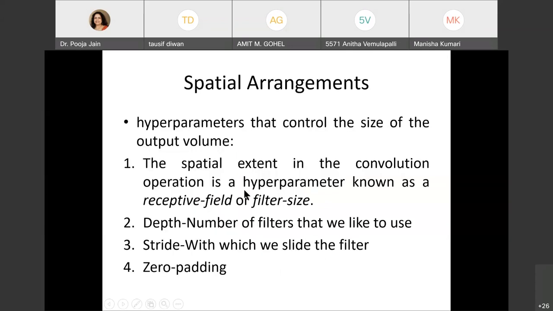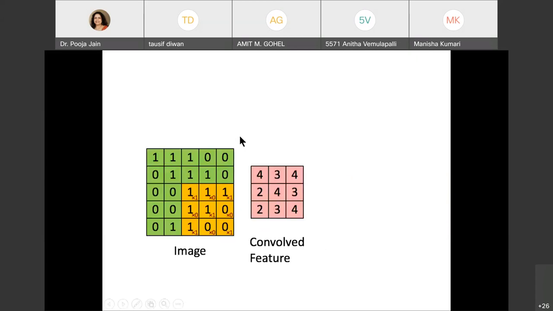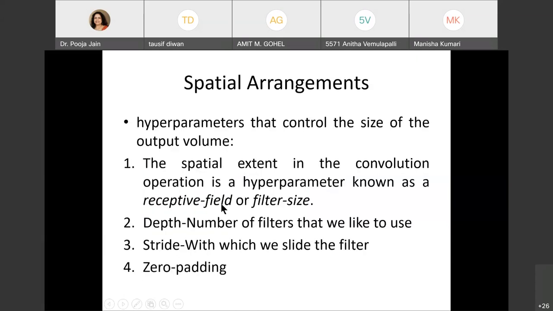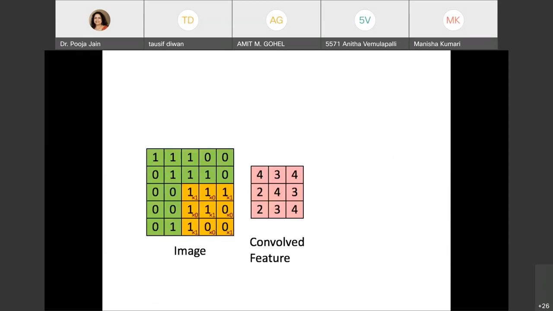Spatial arrangement. Spatial arrangement is nothing but the kind of hyperparameter that controls the size of the output volume. Now, what does it mean? Previously, this is the output volume. Four things are there on which the output volume is dependent. The first one, the spatial extent in the convolution operation, is a hyperparameter known as the receptive field or filter size. Like, what is the filter size that is revolving over the input, whether it is a 3x3 filter, 4x4 filter, 10x10, 20x20 filter. Based on this, the output size or output volume is determined.